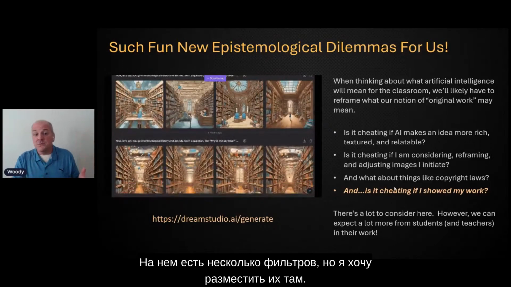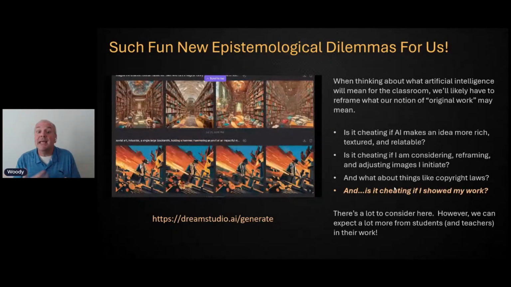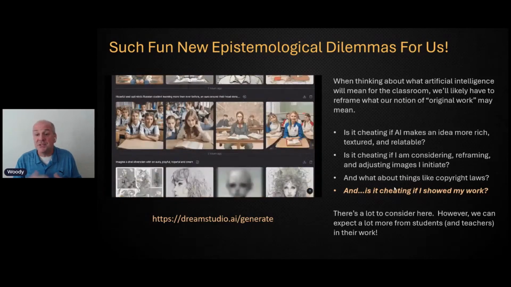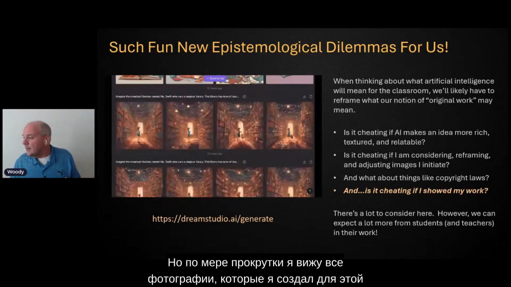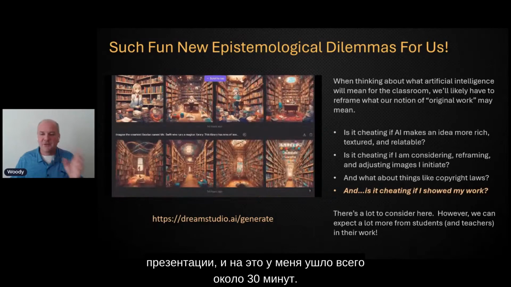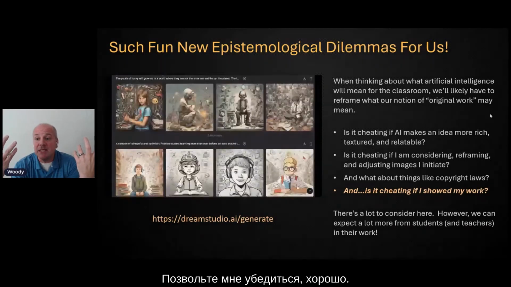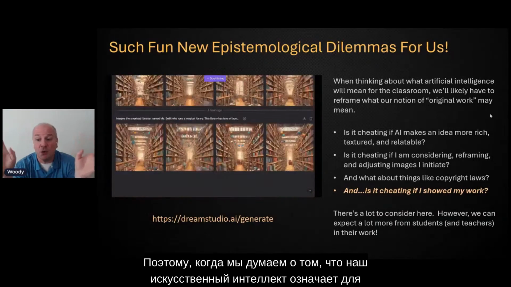But as it scrolls through, these are all the pictures I generated for this presentation, and it only took me about 30 minutes to do. And most of that was just cutting and pasting in prompts into the frame. Let me make sure, okay, and scrolling. So when we think about what our artificial intelligence means for the classroom, we might have to revisit what we mean by original work.